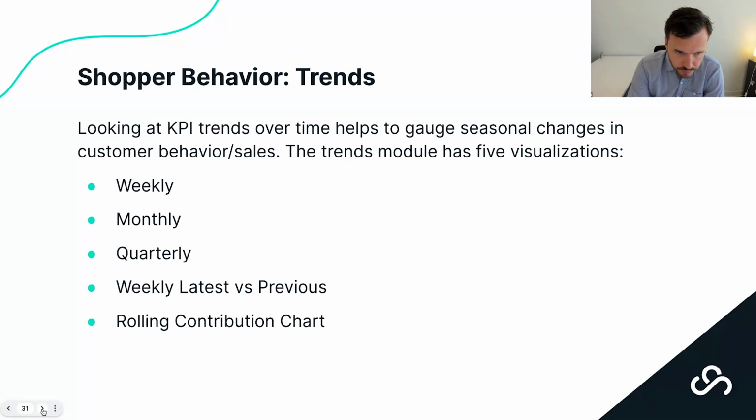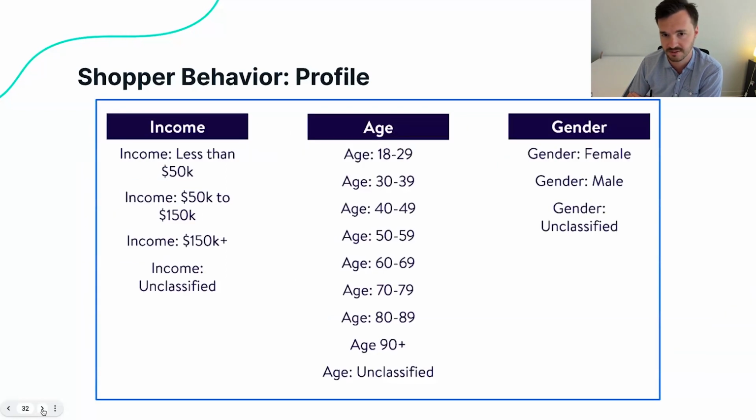Okay, so the trends analysis, here's a little bit of a peek into how they're wanting you to look at these trends over time, KPI trends over time, to look at seasonal changes in customer behavior and sales, right? For whatever reason, this particular item always performs well in the colder months. What can we infer from that, right? And the rolling contribution chart is designed to give the same sort of insight as well.